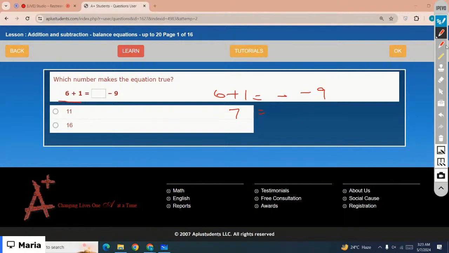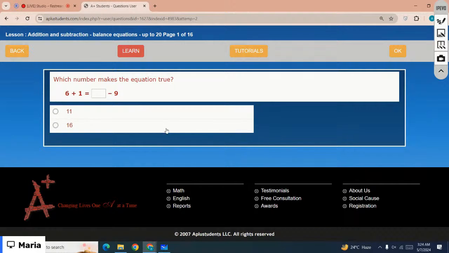You are given two of the numbers, right? Let's see which one when subtracted makes 7. 11 minus 9 is 2. This isn't balanced now, right? So 6 plus 1 and 16 minus 9. 6 plus 1 is 7. And yes, 16 take away 9 is 7. So 16 is the one that keeps the equation balanced. The correct option is 16. Option number 2 is the correct option. Got it?